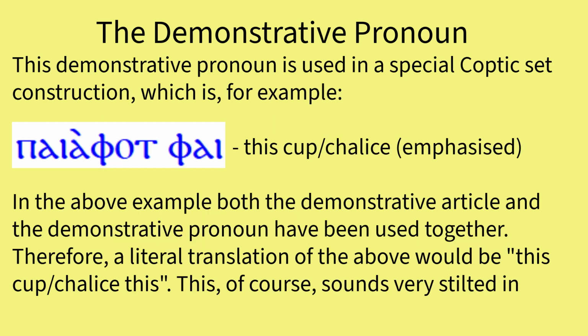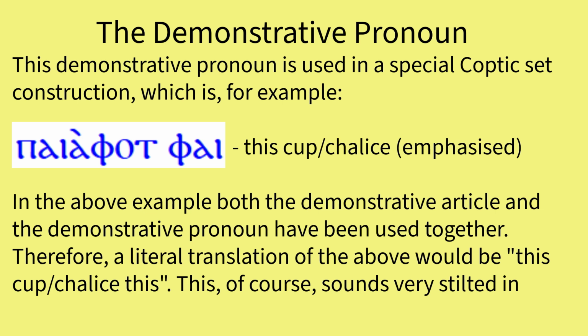This demonstrative pronoun is used in a special Coptic set construction, which is, for example, this is just an example of it in action. We have by, a, but, by. This cup or chalice, meaning this cup or this chalice, and that's emphasized. This construction is used to emphasize the fact that to emphasize this cup or this chalice.